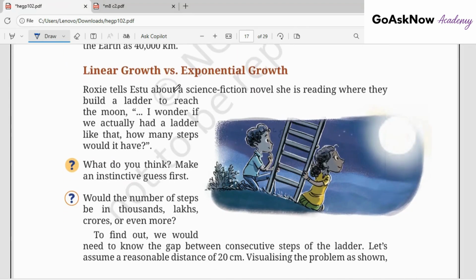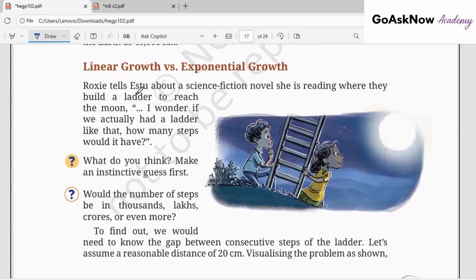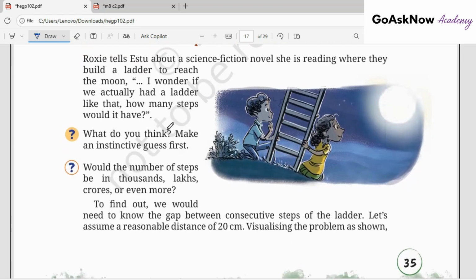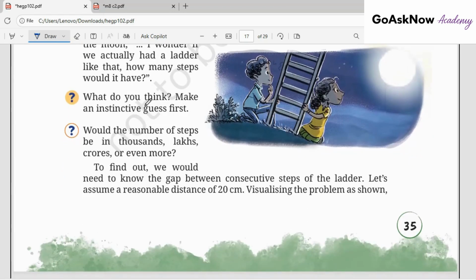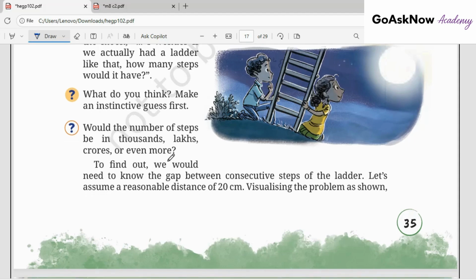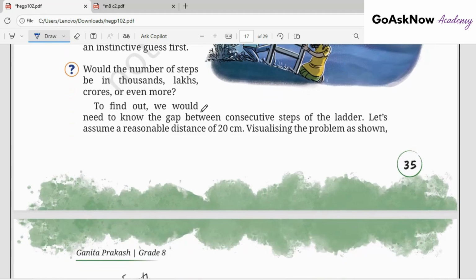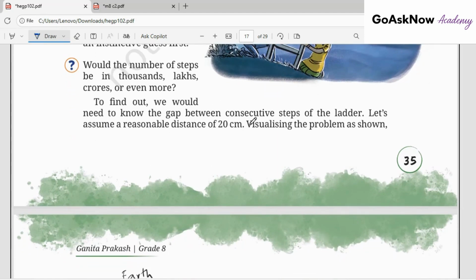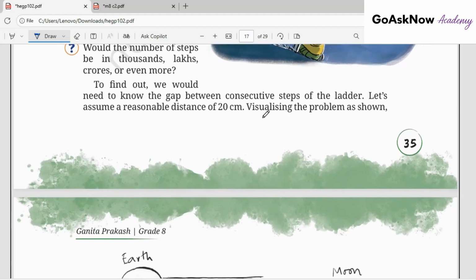Linear growth versus exponential growth. Roxy tells us about a science fiction novel she's reading where they build a ladder to reach the moon. I wonder, if we actually had a ladder like that, how many steps would it have? What do you think? Make an instinctive guess first. Would the number of steps be in thousands, lakhs, crores or even more? To find out, we would need to know the gap between the consecutive steps of the ladder. Let us assume a reasonable distance of 20 centimeters.